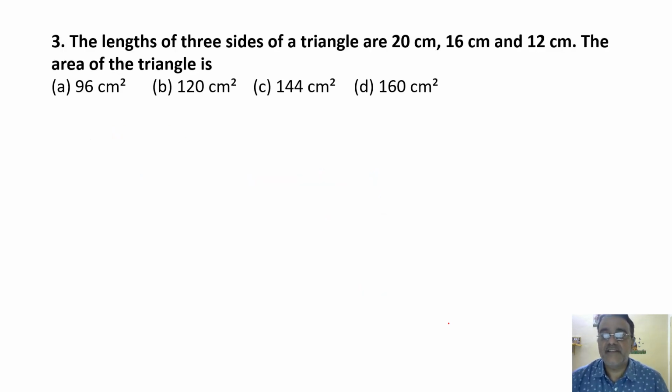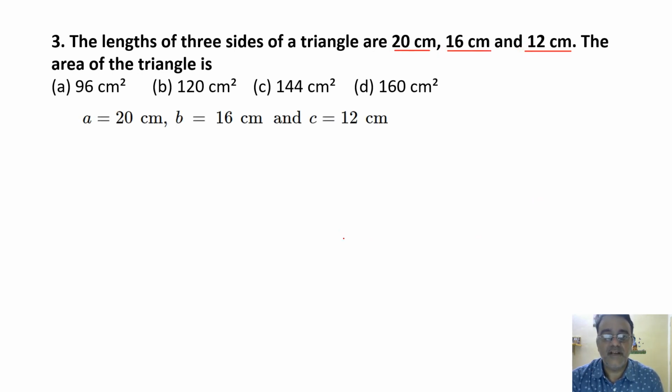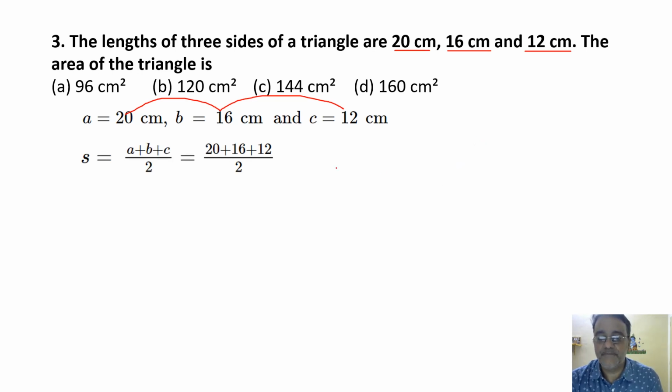The lengths of three sides of a triangle are 20 centimeter, 16 centimeter, and 12 centimeter. The area of the triangle is dash. So first we will take the sides as A, B, and C. किसी का mic on है देखो. So first we will find S. S is equals to A plus B plus C by 2. So 20 plus 16 plus 12, it will be 48. So 48 by 2 will be equals to 24. Right, 24 centimeter.